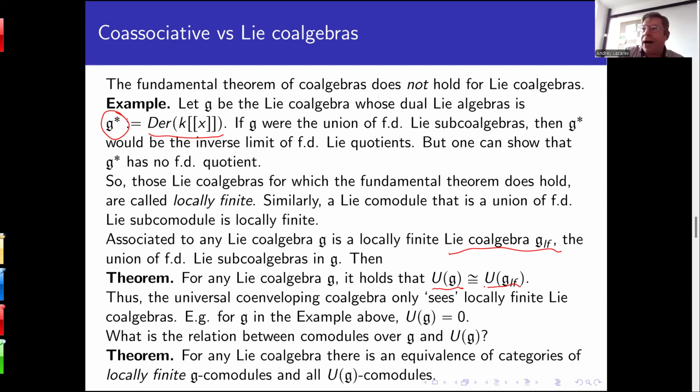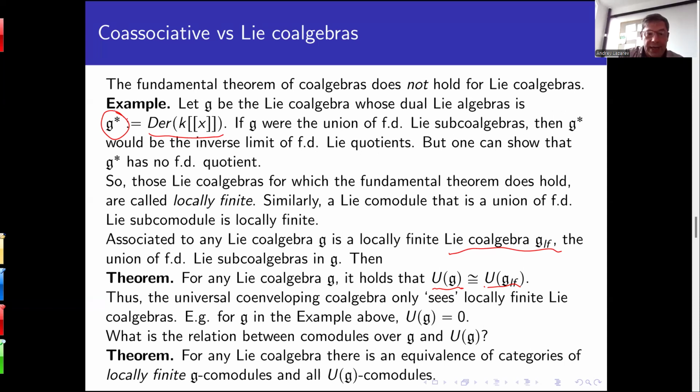Remember that for Lie algebras, there is always an inclusion into their universal envelope. Here, it's not at all the case. It's possible for a universal enveloping coalgebra of a Lie coalgebra to vanish completely without the Lie coalgebra being trivial. Okay, so this is the situation that we want to avoid. So we would like to consider only locally finite Lie coalgebras.